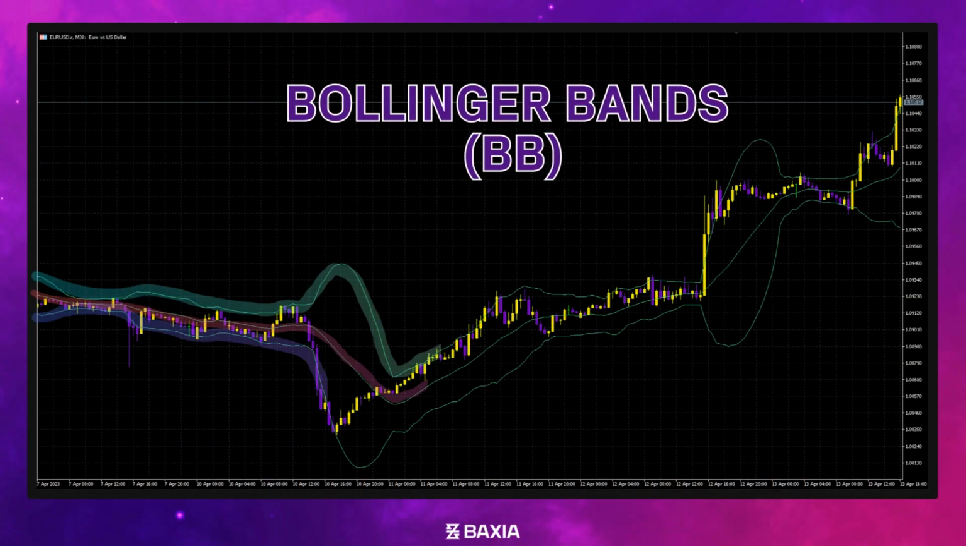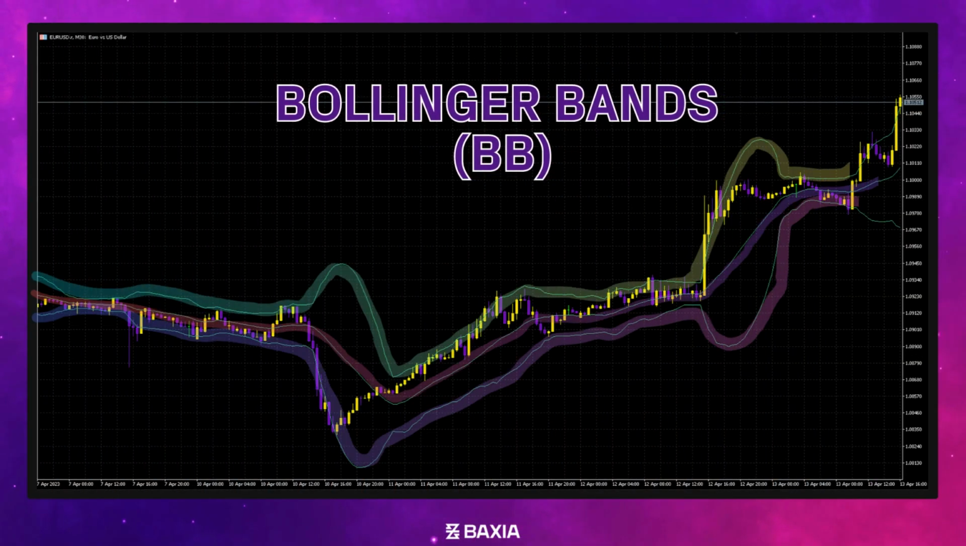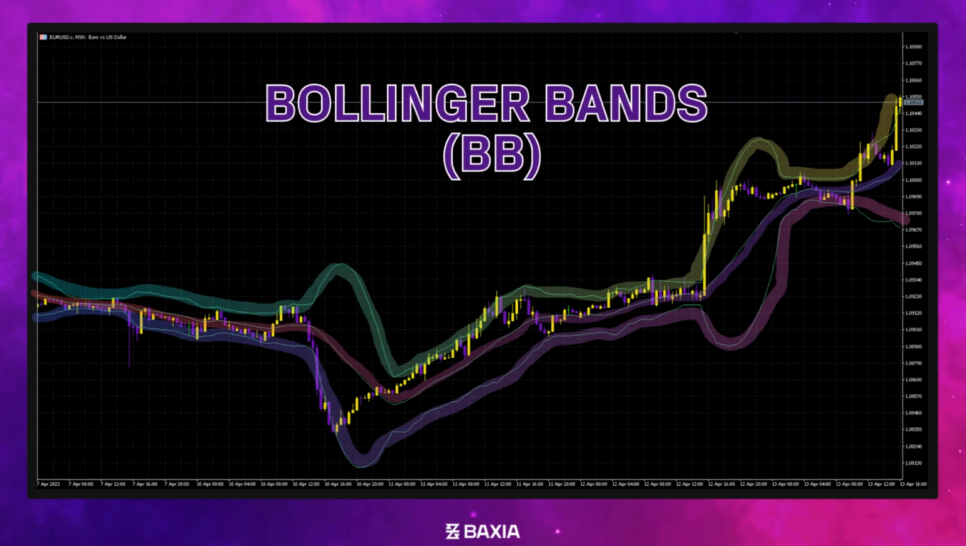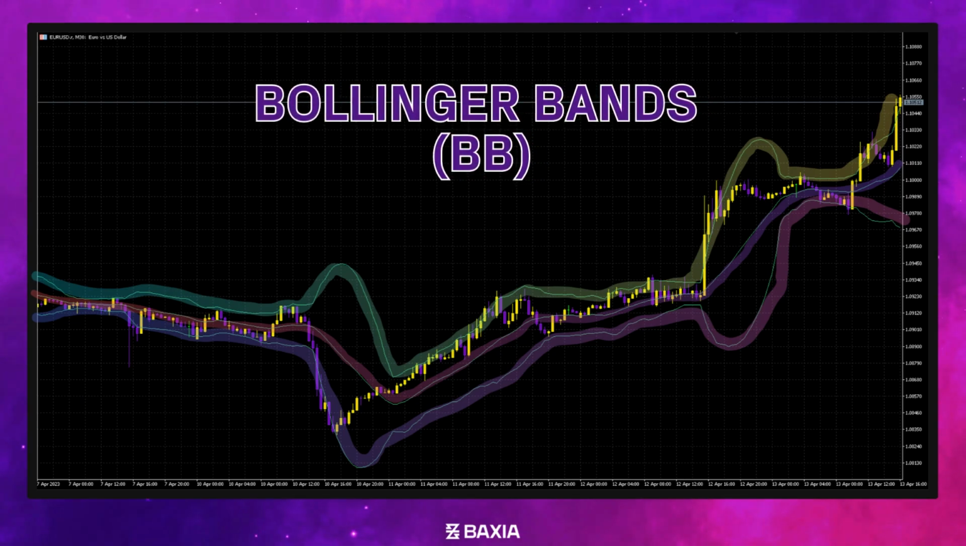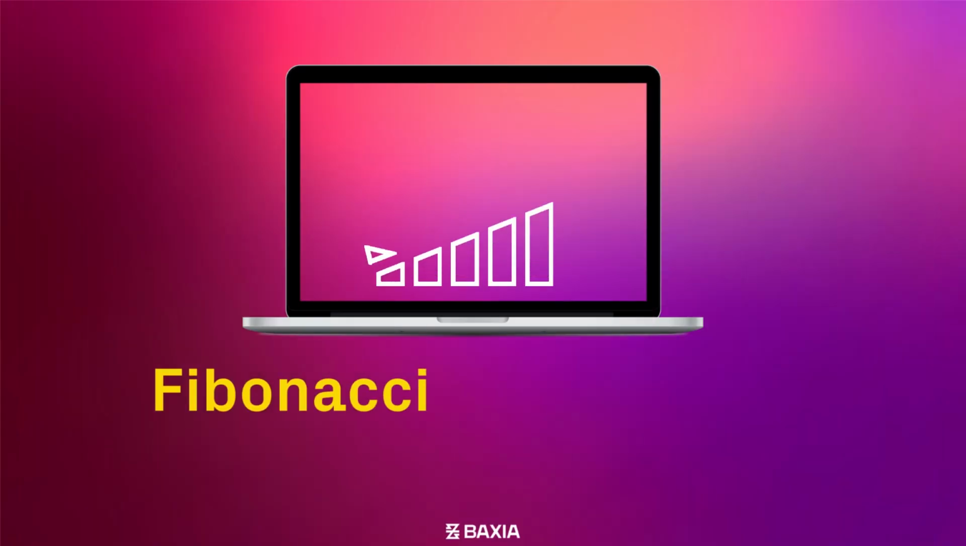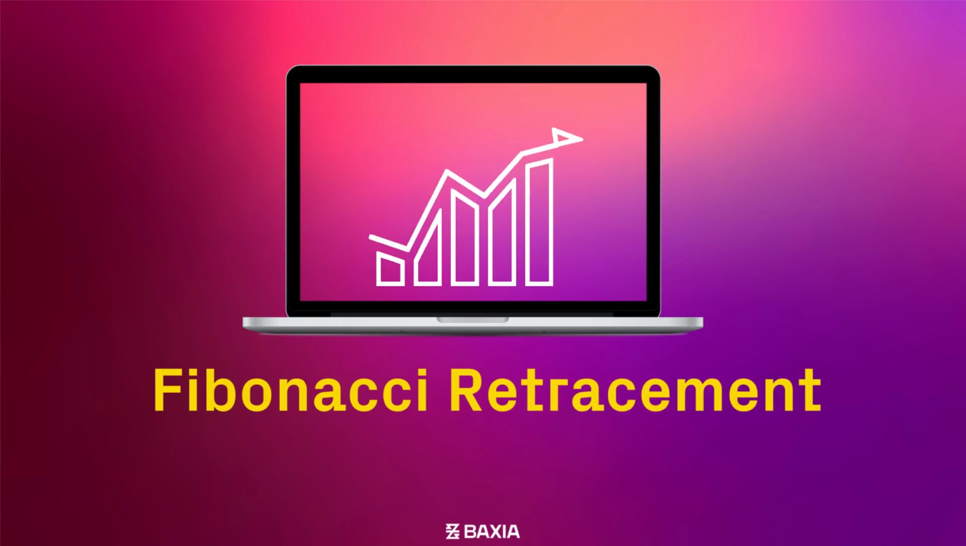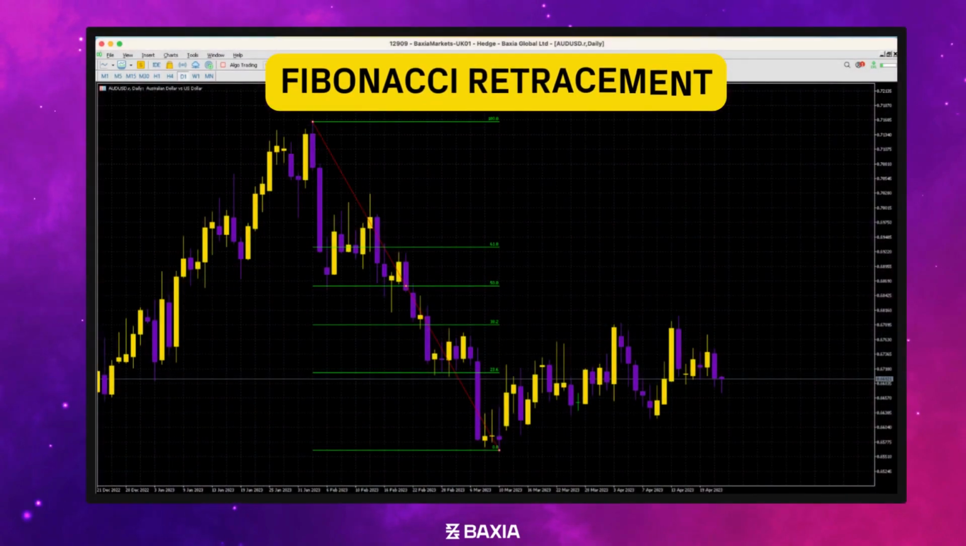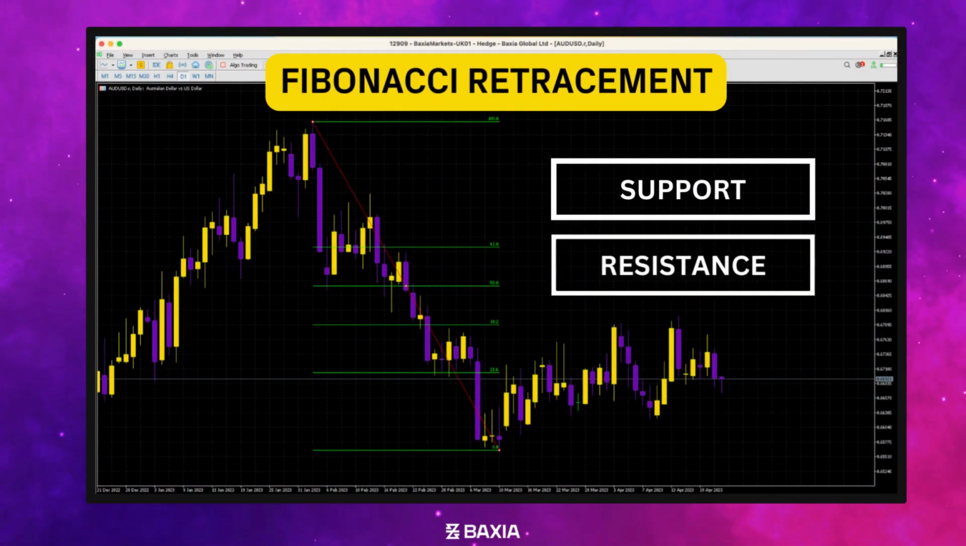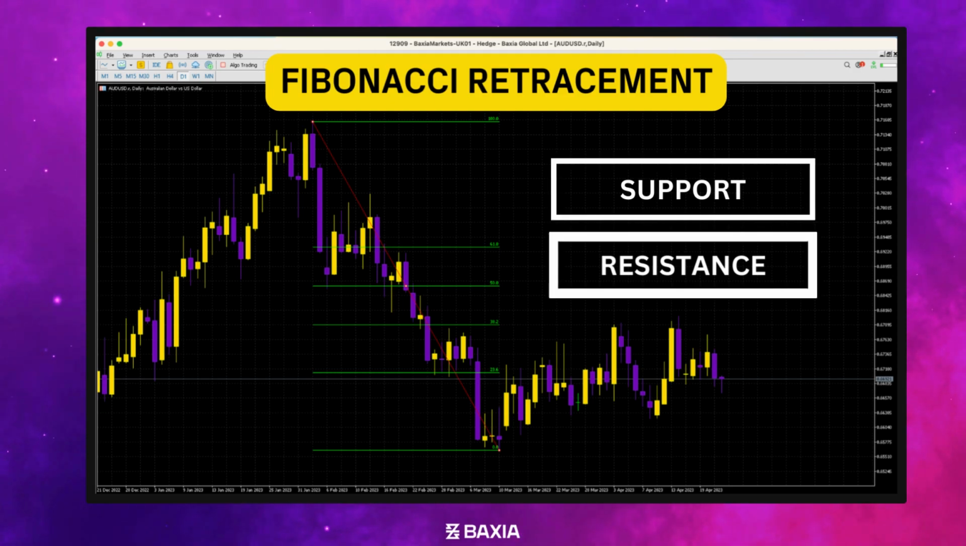To sum up, Bollinger Bands can be a great tool to help you identify when you might enter or exit a trade. The next indicator we'd like to share with you is the Fibonacci Retracement tool. Profitable traders use this tool to identify target price objectives for the potential levels of support and resistance in the market. These will be the price targets where possible reversals may occur.